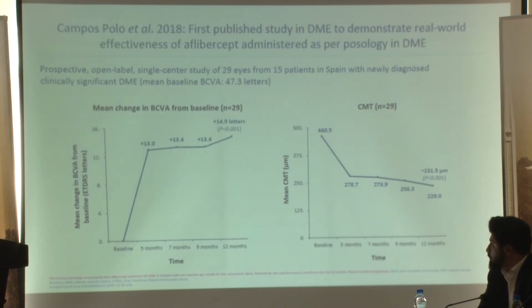Campos Polo et al., that is for the Spanish study, a bit small study, but that also showed that significant improvement in the vision you can get from the baseline, coming up to 14.9 letters at 12 months. And they again used 5 intensive loading doses and then moved to 8 weekly, and they showed great results. Similarly, central macular thickness, if you look at from 460 microns, it comes down to 229 microns.